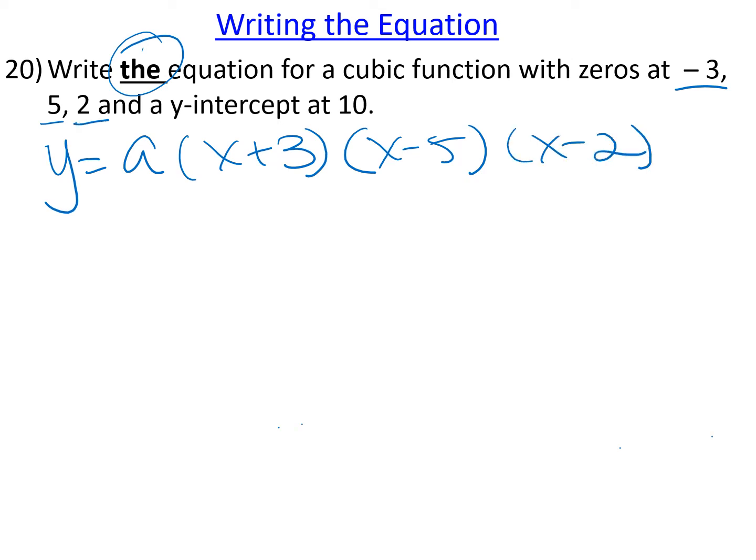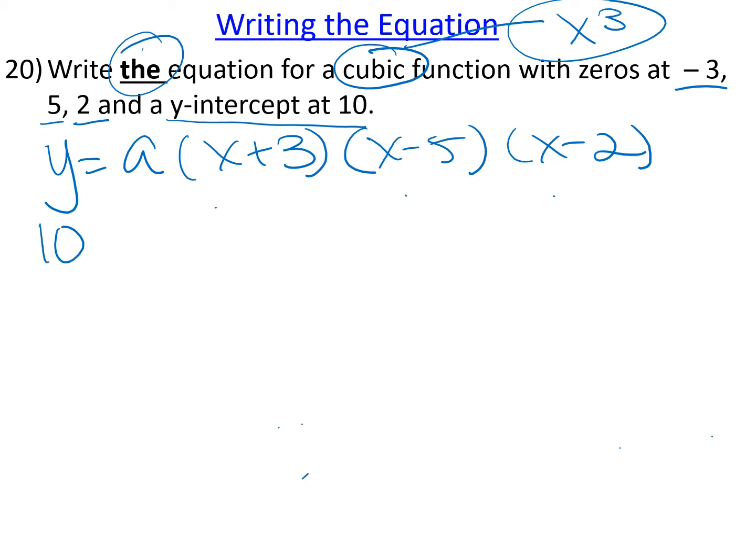None of them are going to have squares because it says cubic, and cubic means that it would be an x cubed or a degree 3, and right away I can see here that I would have x times x times x, which is x cubed. If I had a square anywhere, then that would increase that number. Then I'm going to plug in my y-intercept here. That means that the x value that corresponds is 0, so I'm going to plug in 0 for x.